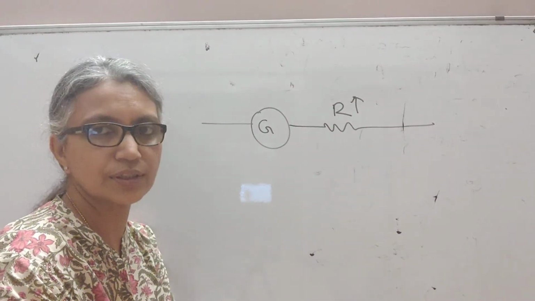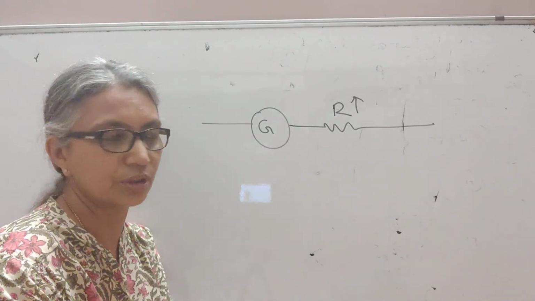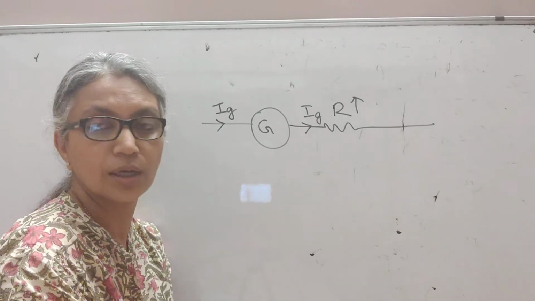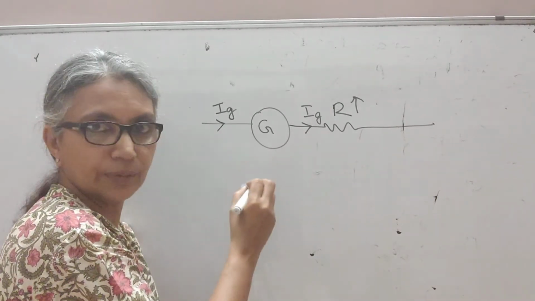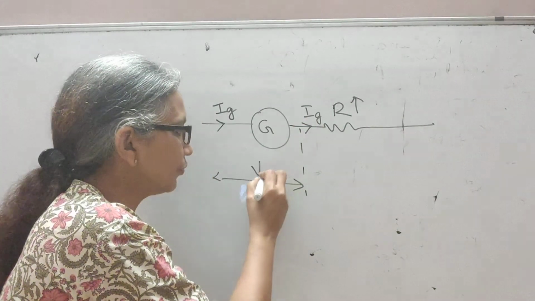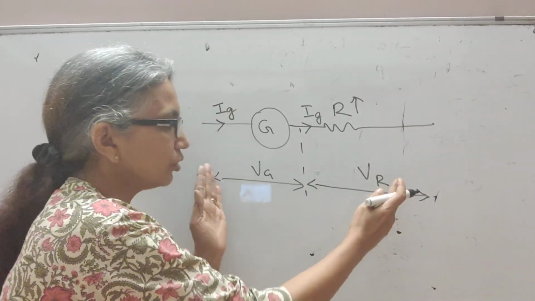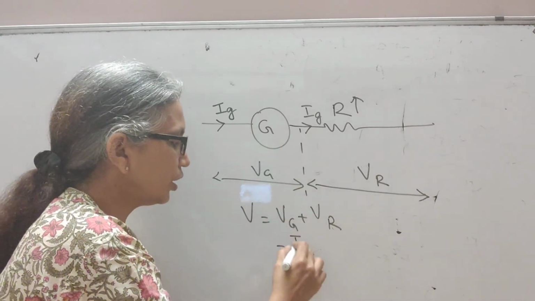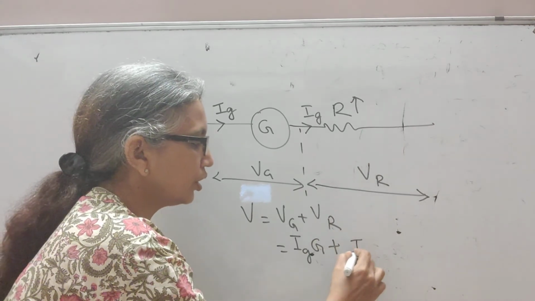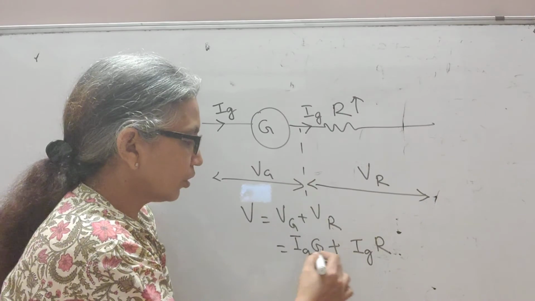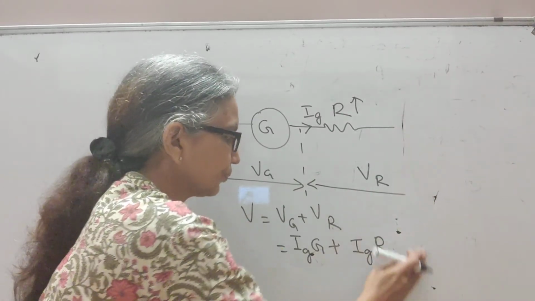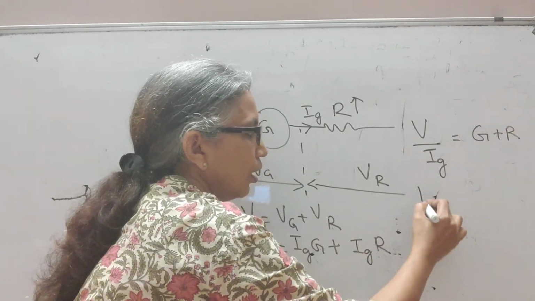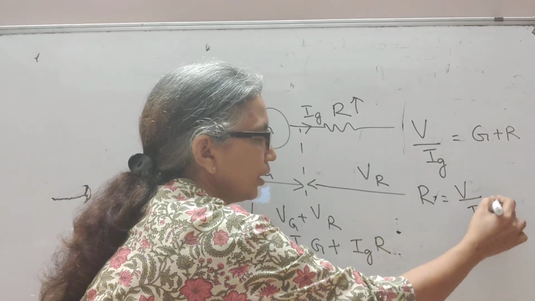Now let us see what is the value of resistance that you must connect to convert your galvanometer to read a particular voltage. Okay. So if I say this is a current IG through the galvanometer, the same current IG must go through this resistance also, because it is in series. Now let's say the total voltage is V. The voltage across the galvanometer is VG, and the voltage across the resistance I call VR. The total voltage will be V equal to VG plus VR, or V is equal to, what is VG? IG into G plus, what is VR? IG into R, right? So if I bring the common IG to the left hand side, I may write V by IG is equal to G plus R, or R is equal to V by IG minus G.